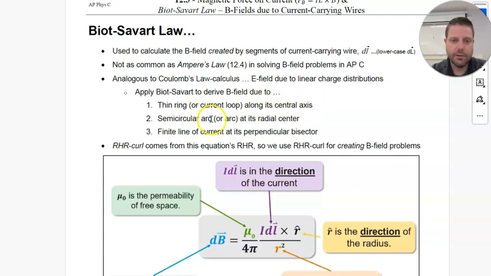We could have a semicircular arc, or just a partial circle, where we're looking at a point at the radial center of it. Or we can have a finite line segment of current, and we'd be looking at a perpendicular bisector. The word finite is very important there. Of note, the perpendicular bisector problems are not going to be solvable with calculus, but you can still set them up and not solve, as we'll look at in a few examples here.